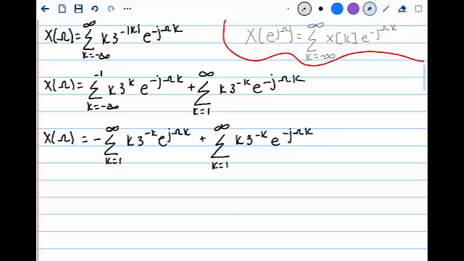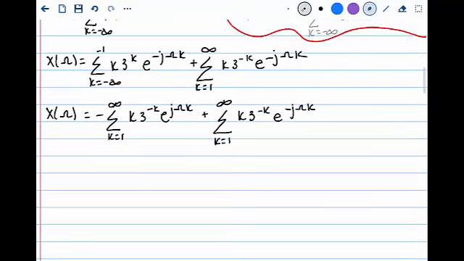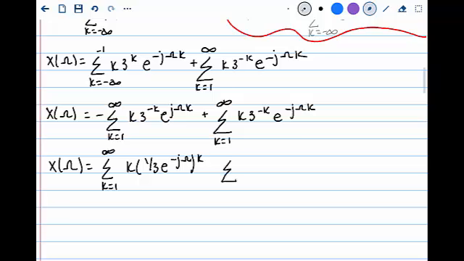From here we will combine the three and the negative k into their exponential terms, yielding the following: the summation from 1 to infinity of k times 1/3 times e raised to the negative j omega, where that sequence is raised to the k, minus the summation from 1 to infinity of k times 1/3 e to the j omega with all that raised to the k.